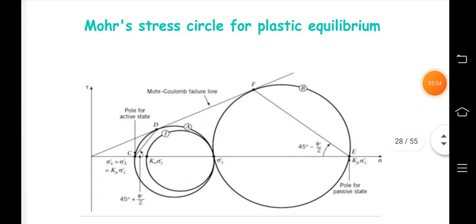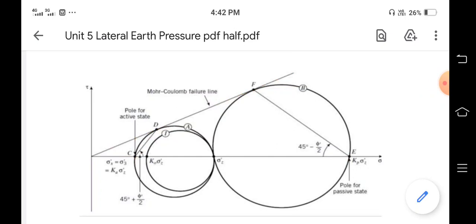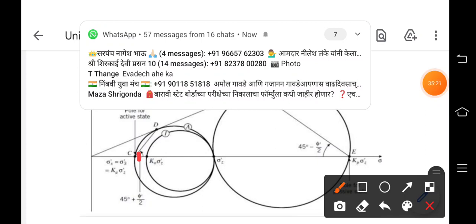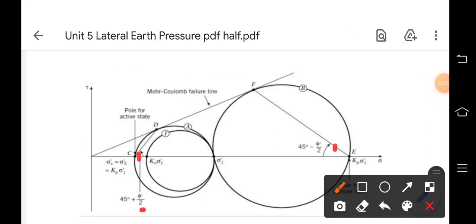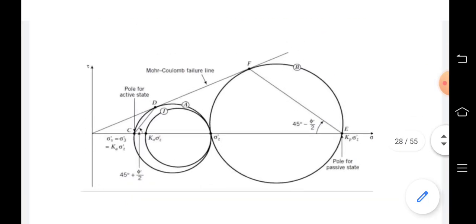This is the Mohr-Coulomb failure line, which is called the strength envelope. This is the pole of the active earth state, and this is the pole of the passive earth state. Note that this value is important: it is 45 plus phi by 2 for active, and 45 minus phi by 2 for passive. These are very important.